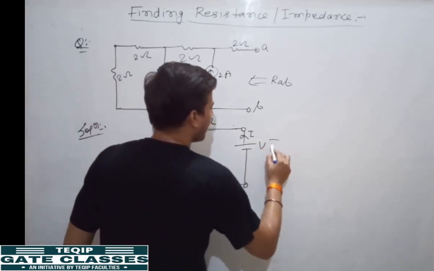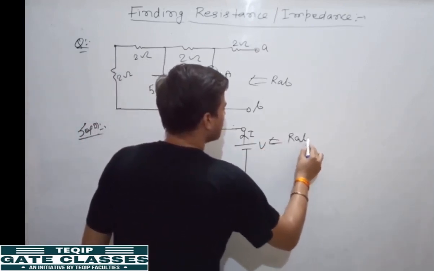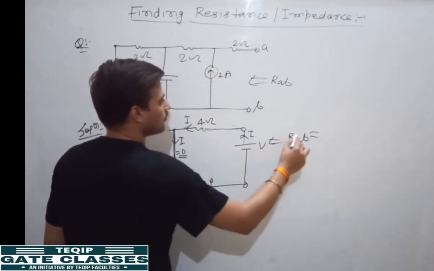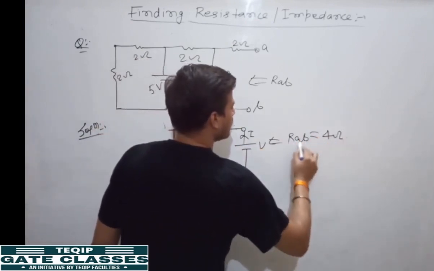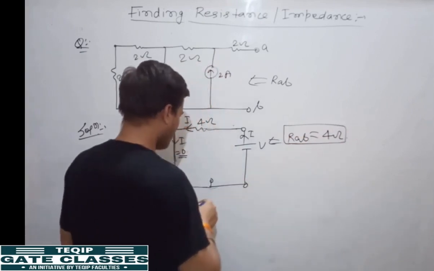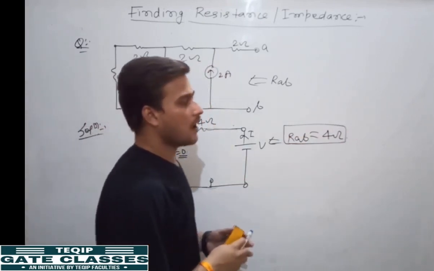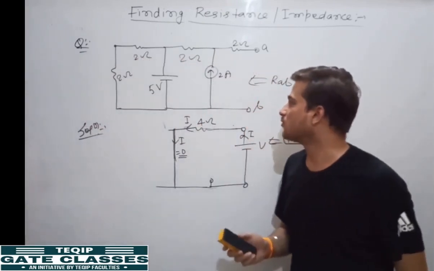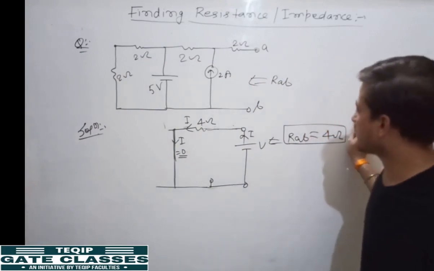So your R_AB will be equal to how much? It will be simply equal to 4 ohm. R_AB will be simply equal to 4 ohm. Clear? Next.